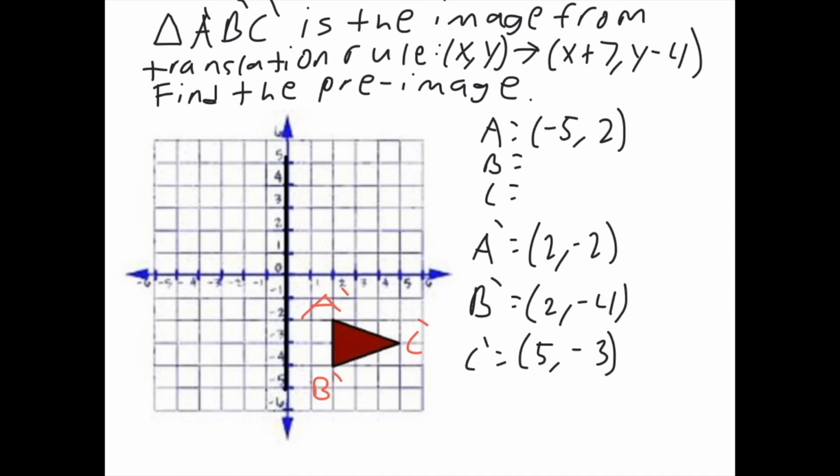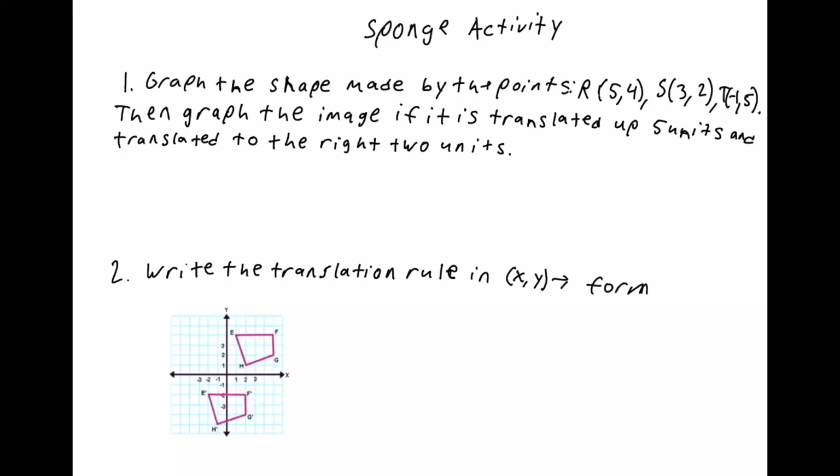And we do the same thing. We're just doing the opposite of what happened. So B prime was 2, so subtract 7 to get -5. And B prime y coordinate was -4, add 4 to get 0. And for C prime was 5, so subtract 7 to get -2. And the y coordinate was -3, add 4 to get 1. And we have our coordinates, and all you would have to do after here is just plot the points and make your final triangle.